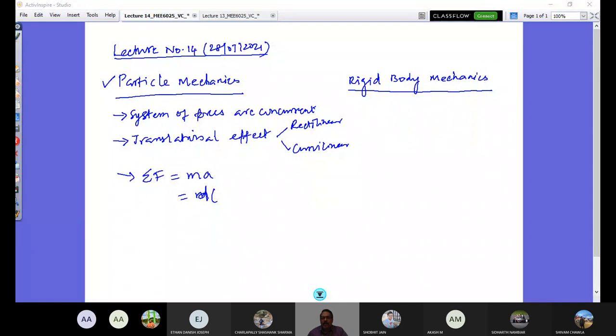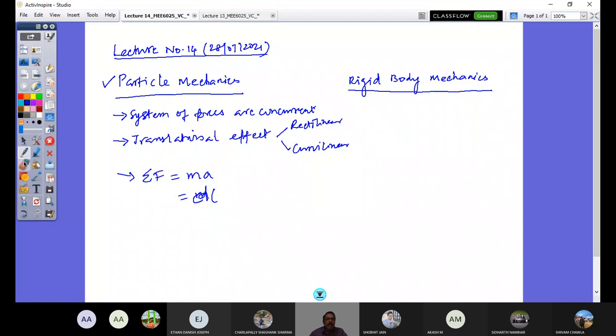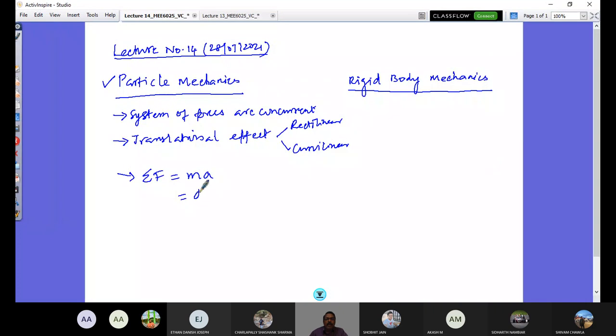Now let's continue with our lecture. So the fundamental governing equation is only your Newton's equation in particle mechanics. You would be able to define that as d by dt of mv, where this mv is what is called linear momentum. Linear momentum, right? That's what we have seen.